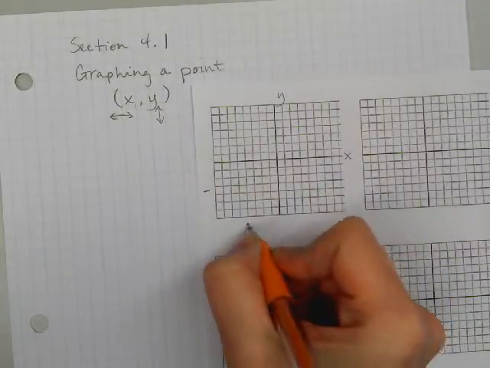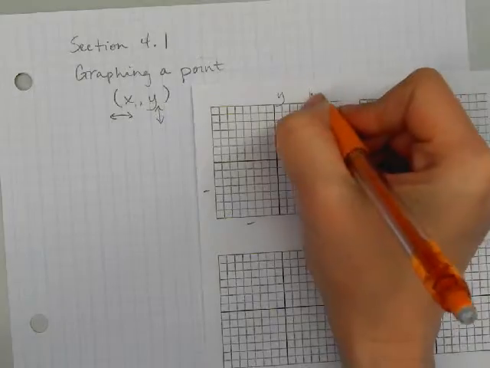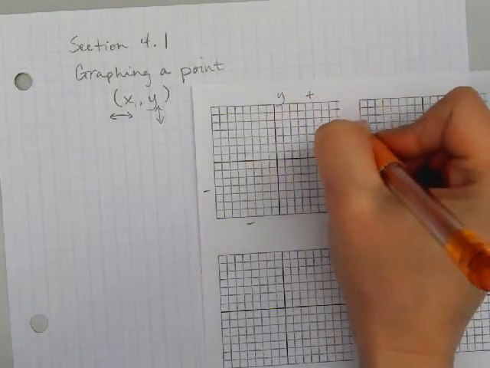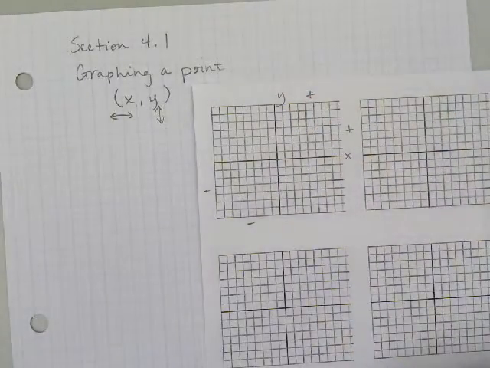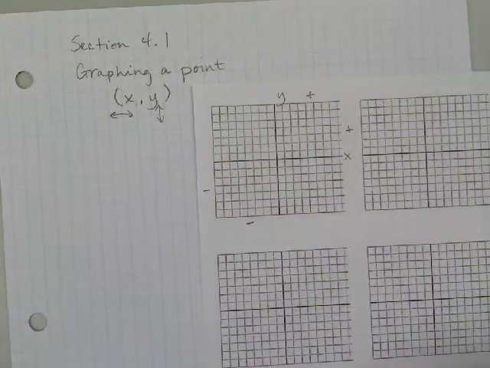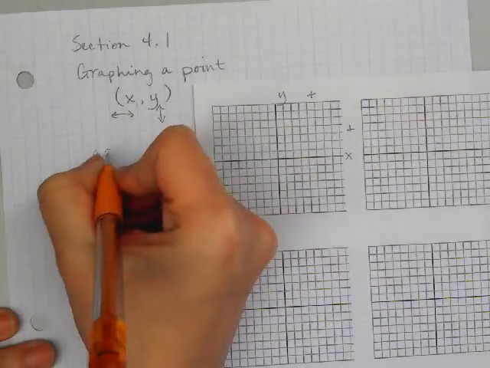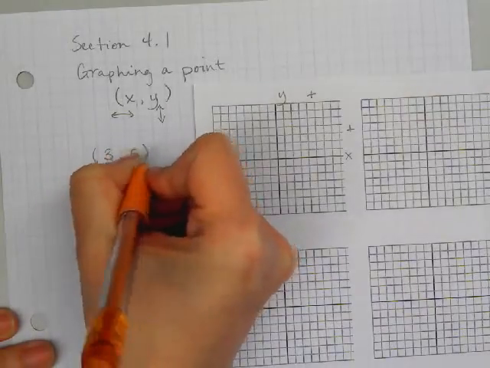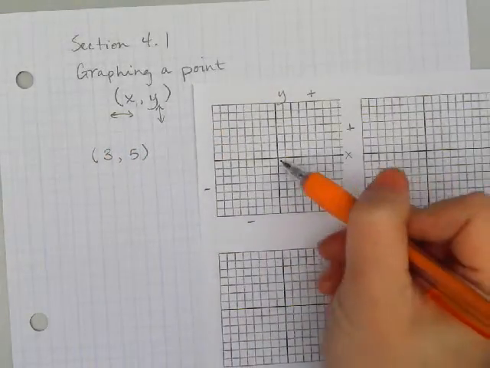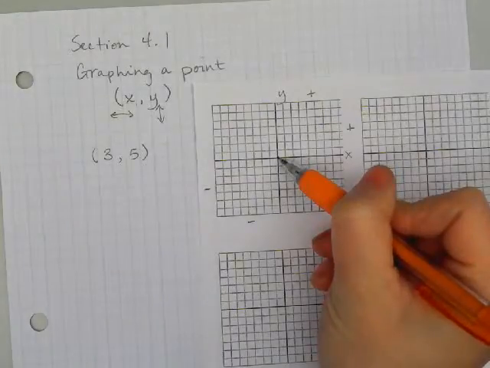So if I take the point 3, 5, I start at my origin, and where do I go? When you say over, what direction do you mean? I go right. So I'm going to go over 3, up 1, 2, 3, 4, 5, and make my point. And we'll go ahead and label that point A.